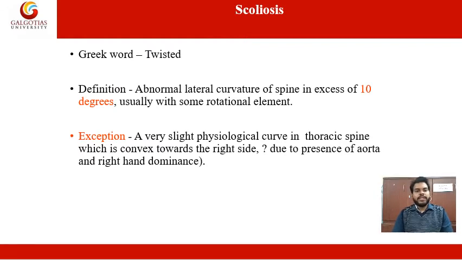Scoliosis is a Greek word meaning twisted. Definition: abnormal lateral curvature of the spine in excess of 10 degrees, usually with some rotational element. There is a rotational element present, and an abnormal lateral curvature is also present. Exception: a very slight physiological curve in the thoracic spine, which is convex toward the right side due to the presence of the aorta and right-hand dominance. So these are the exceptional cases.